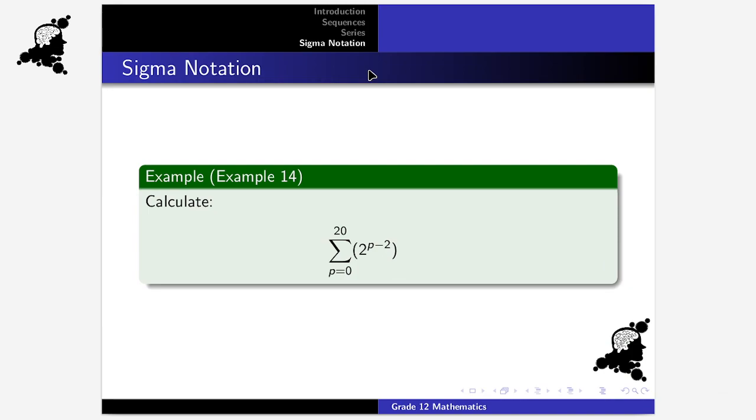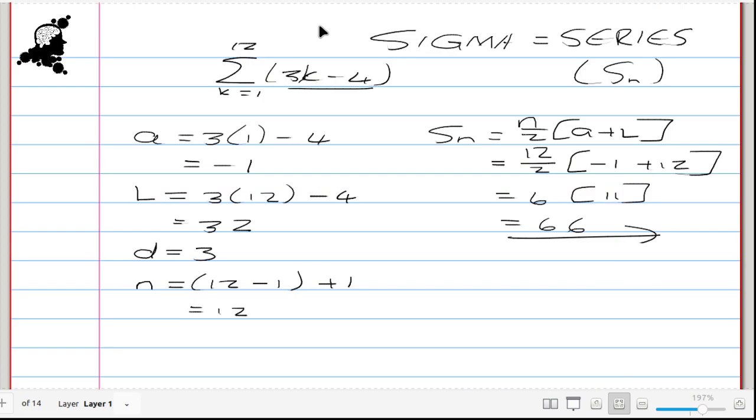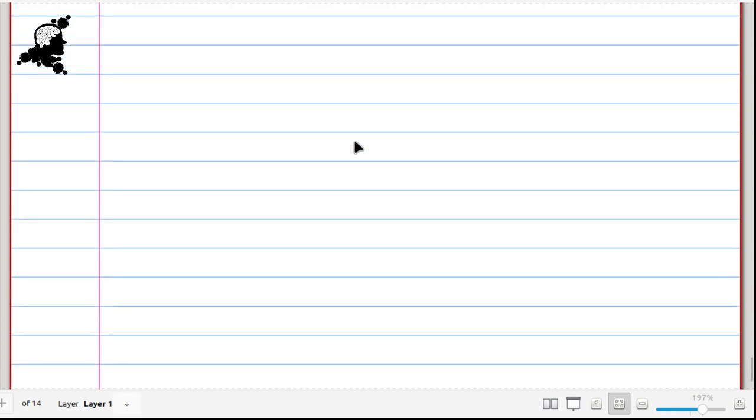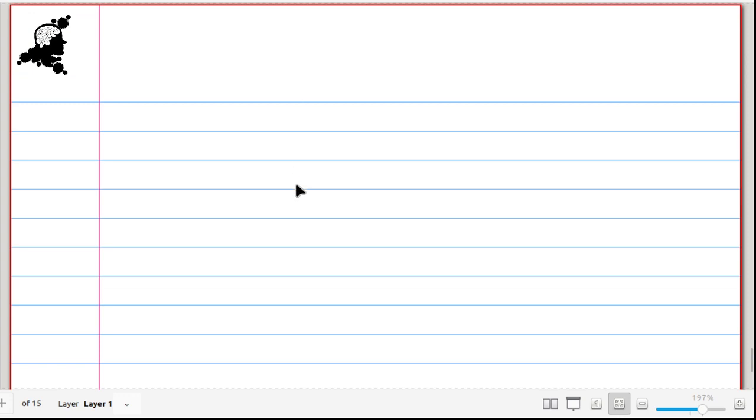Right, here's another question. It says calculate. So once again, we're finding Sn. Now, if you'd like to, pause the video and see if you'll be able to answer this question. Let's have a look at it together. So let's go back to the writing pad, and I'm just going to start a new sheet here. So let me write down what I'm given. I'm given sigma, and then I have p equals 0. The top value is 20, and this is going to be 2 to the power p minus 2.